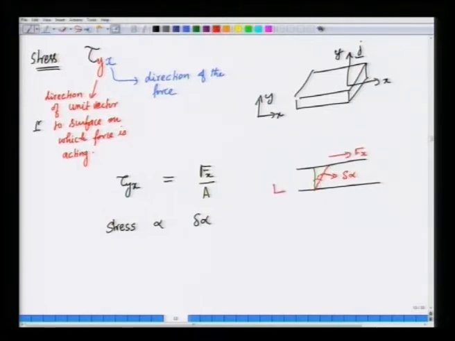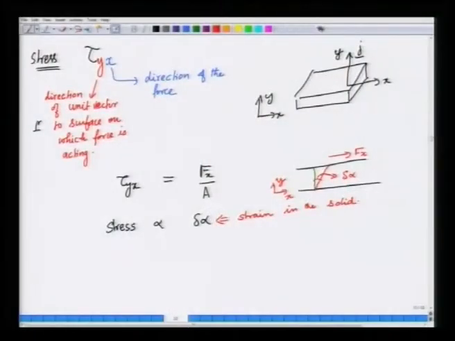Okay. This is x and this is y. So, this angle can be taken as a suitable measure of the deformation or the strain in the solid. Once a solid undergoes a deformation, we say that it is strained. So, a measure of the strain in the solid, the deformation in the solid, is the angle delta alpha.